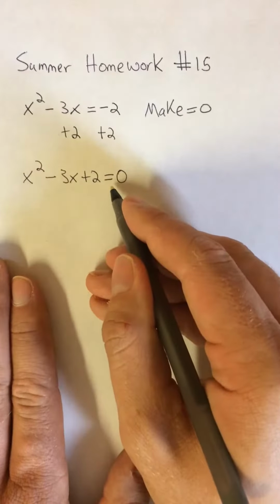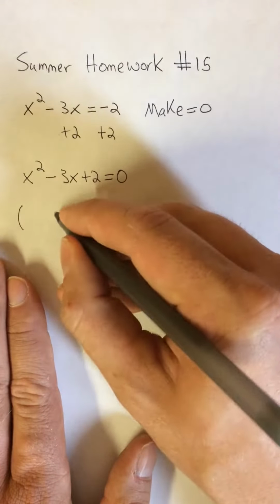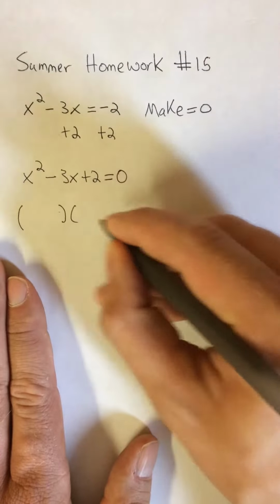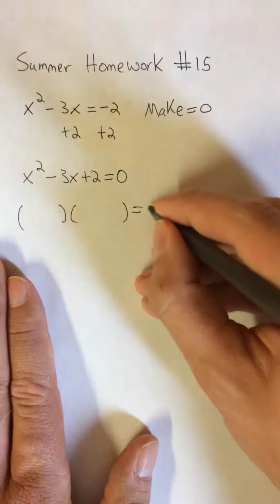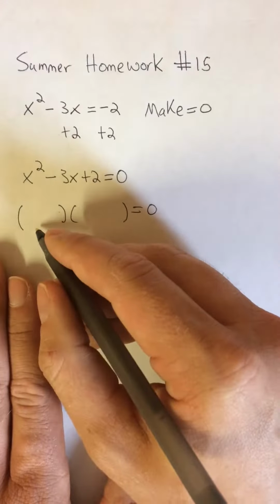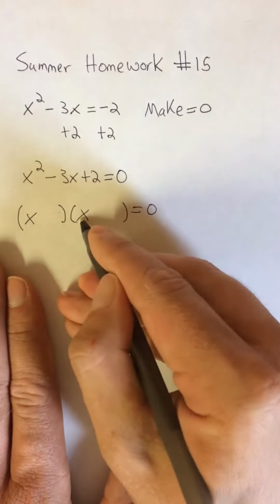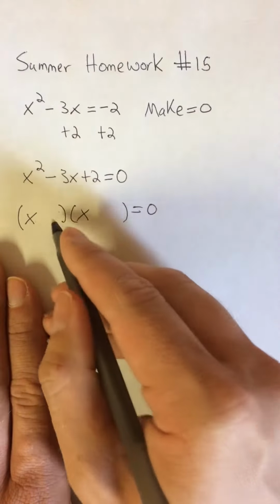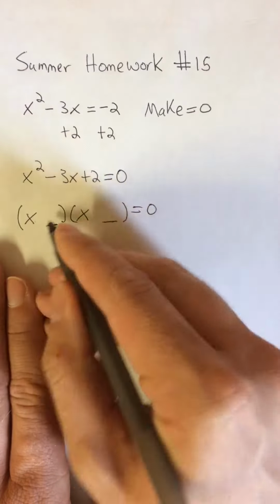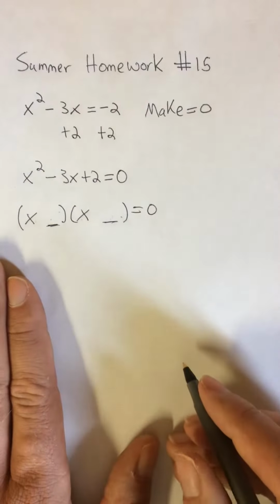Now that it's equal to 0, we can factor this. This is a simple quadratic to factor because there is no coefficient in front of the x squared. And since that is the case, we can factor it into a binomial times a binomial. The way we factor it into a binomial times a binomial is we know that x times x will give you the x squared. To figure out what the other two numbers are, we need to look for two numbers that multiply to make 2, but add to be -3.